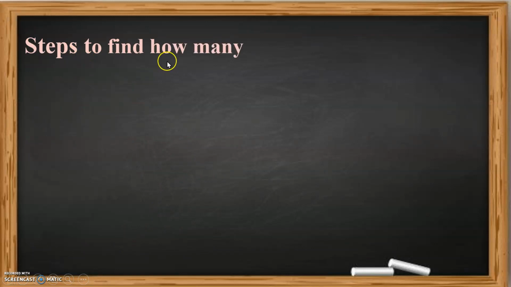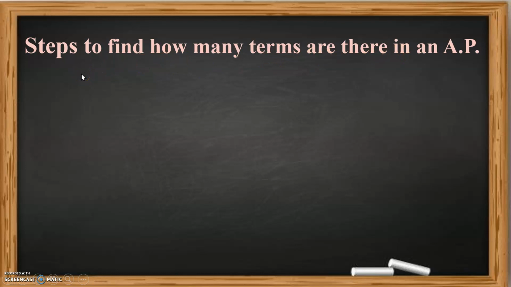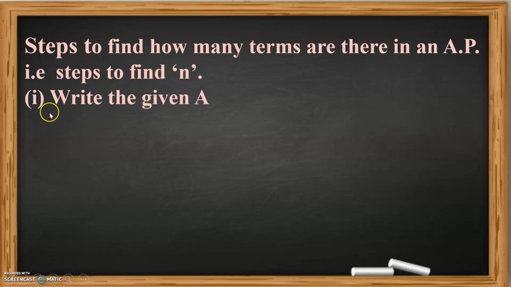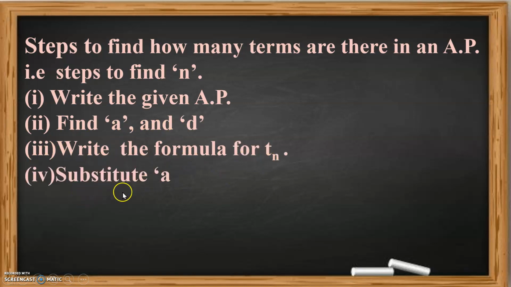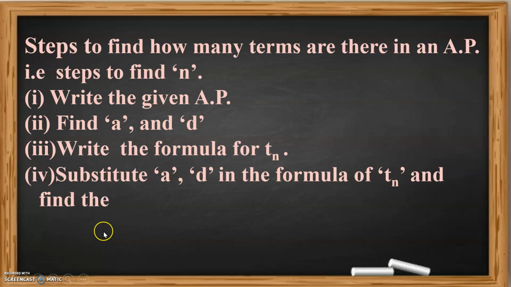We go to the next topic, that is the steps to find how many terms are there in an AP. That is to find the n. Number of terms is denoted by n. So what is the first step? To write the given AP. The second step is to find A and D. Then the third step is to write the formula for Tn. And the fourth step is substitute for A and D in the formula for Tn, and calculate n.